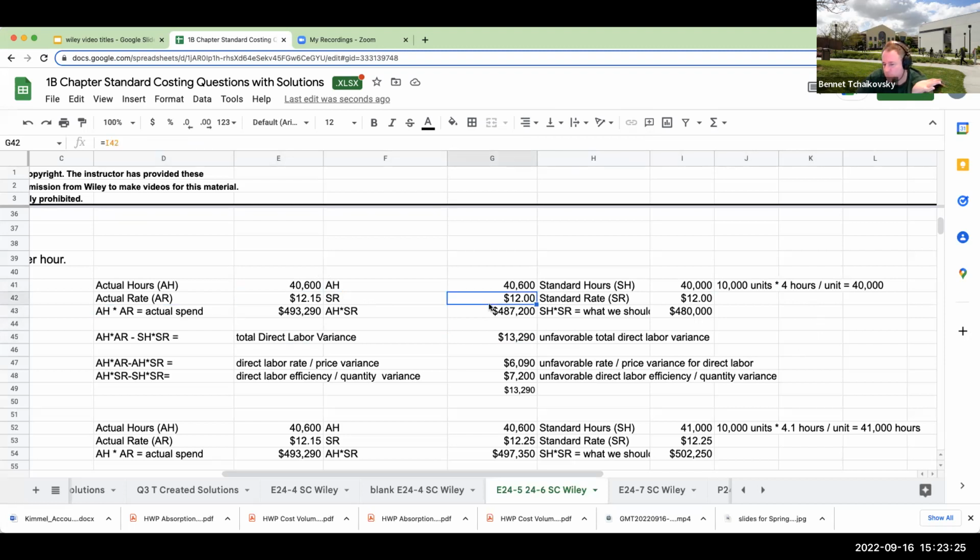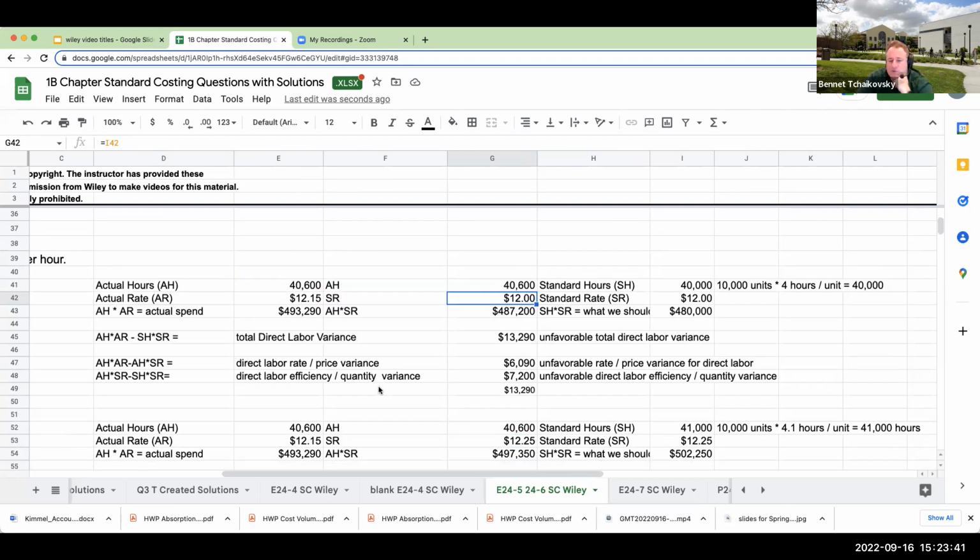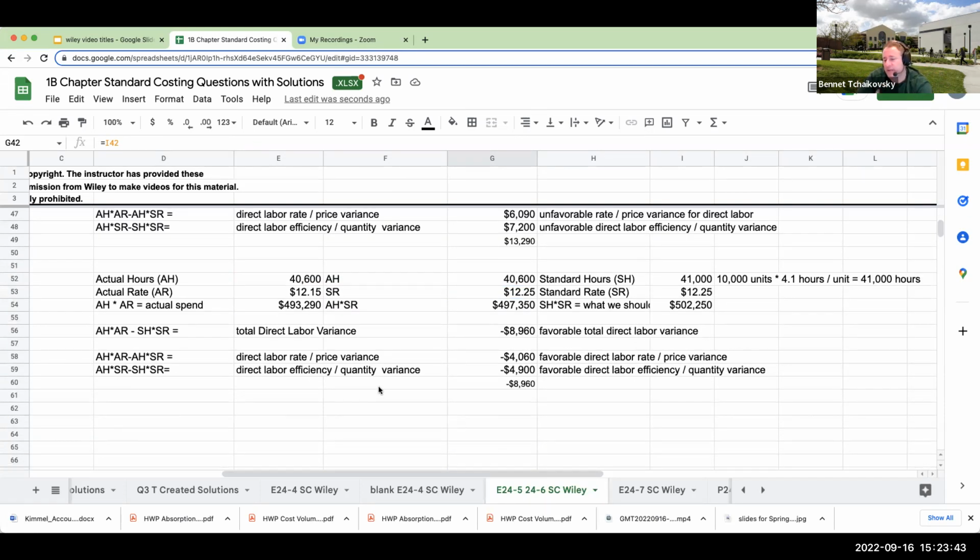I'm going to compare it, and that's going to lead me down to my rate or price variance, or my efficiency or quantity variance for direct labor. Or if I'm doing this for materials, it gives me a materials price and quantity variance as well. And then the last step, you want to make sure that as you add these up, they equal the total amount of the variance.